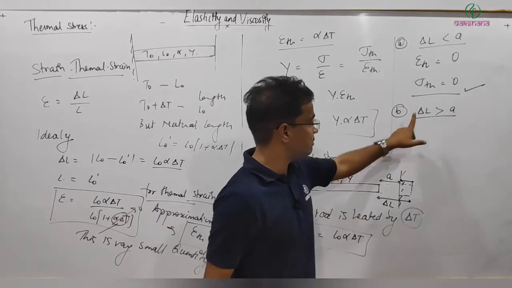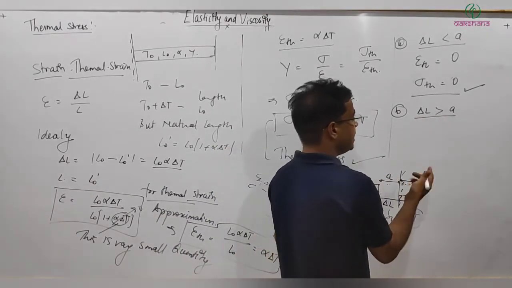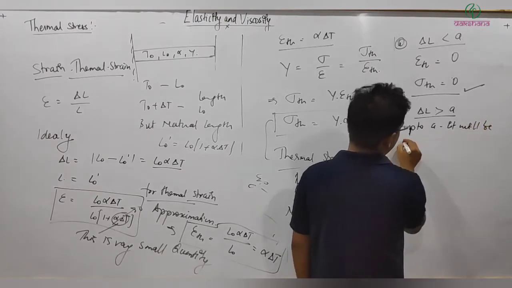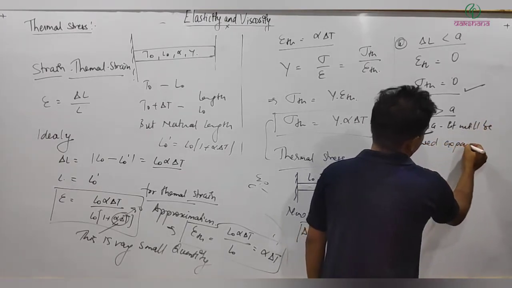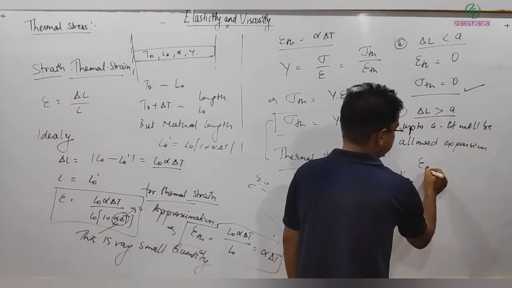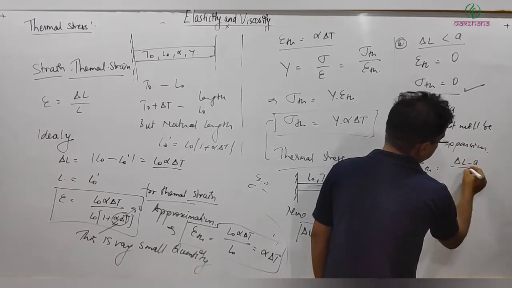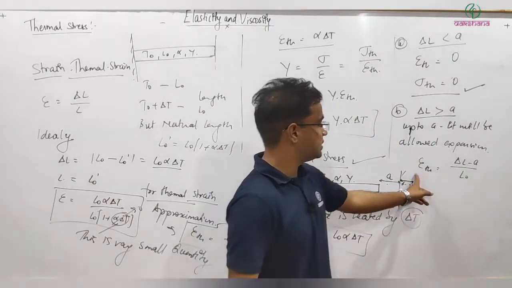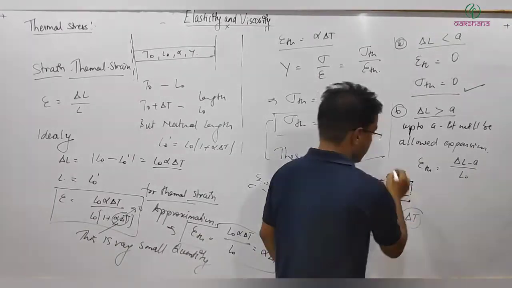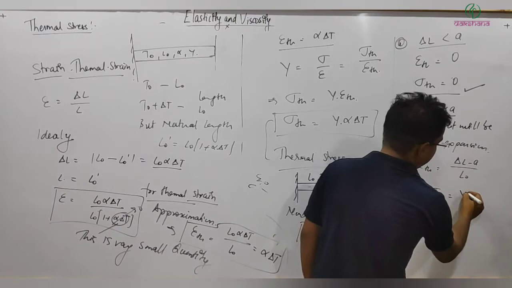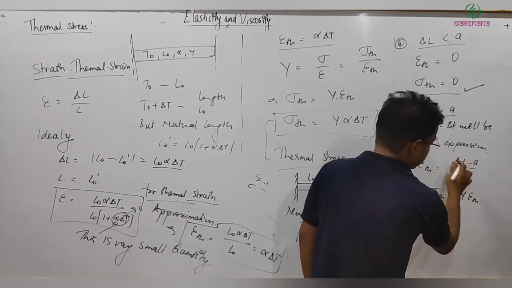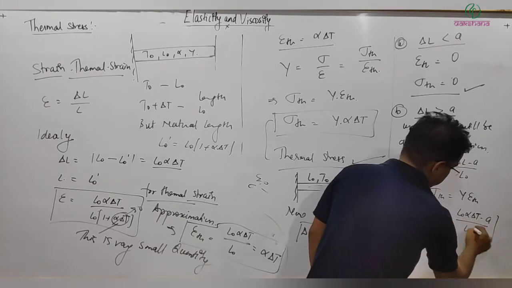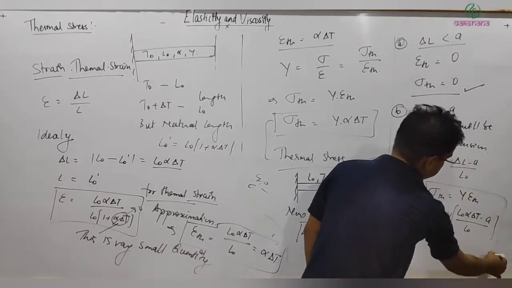So in this situation I can write, if delta L is greater than A, up to A the expansion will be allowed, right? So thermal strain will be equal to what? I will write delta L minus A divided by the original length, simply L0. This will be your thermal strain in this situation, and then thermal stress is equal to Y into epsilon thermal, and delta L can be written as L0 alpha delta T, so (L0 alpha delta T minus A) divided by L0, multiplied by Y, will be your thermal stress.